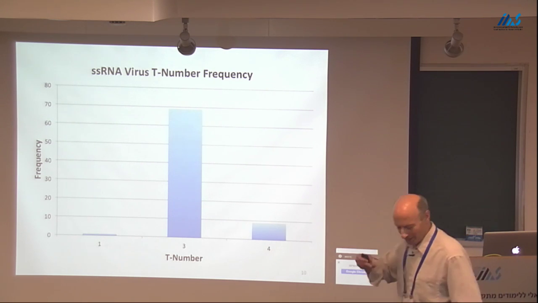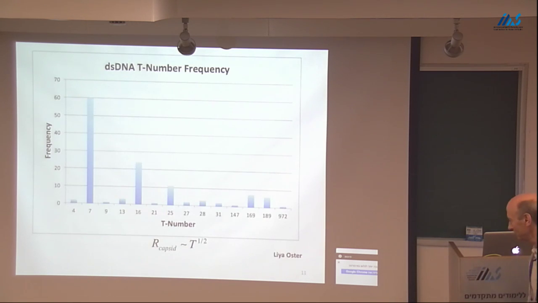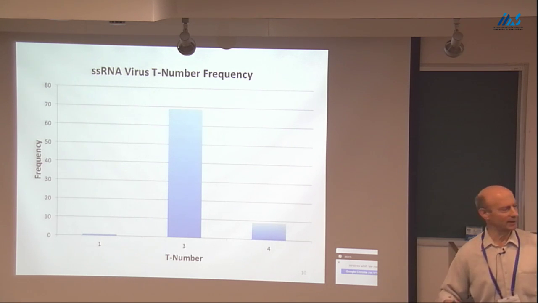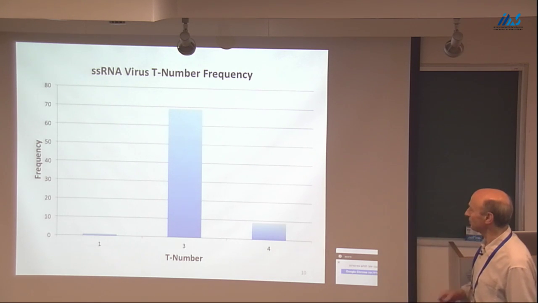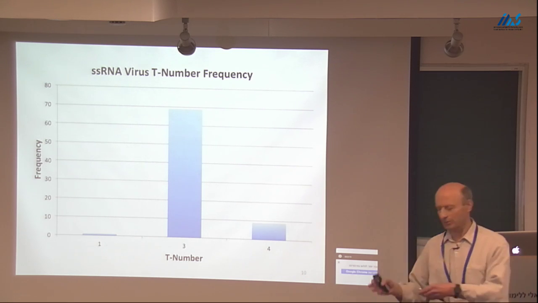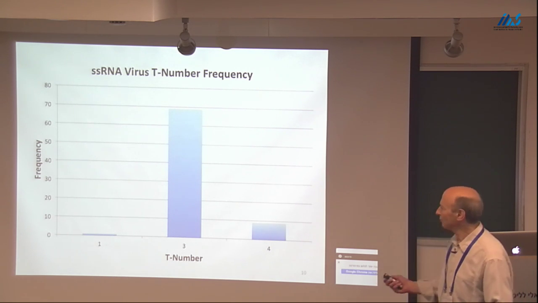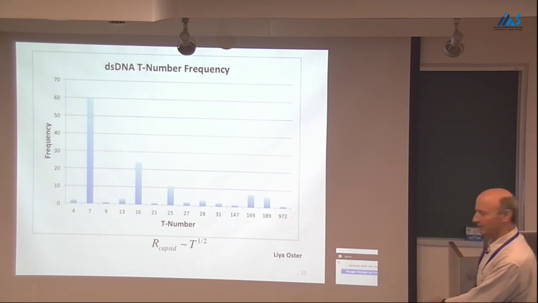Just before organizing this talk, I asked an undergraduate student, Leah Oster, to start collecting data on T numbers of viral capsids, and to organize them into groups, single-stranded RNA viruses and double-stranded DNA viruses. For single-stranded RNA viruses, the overwhelming majority are T equals 3 and T equals 4. For double-stranded DNA viruses, you have a very broad distribution, and look at the T numbers involved.